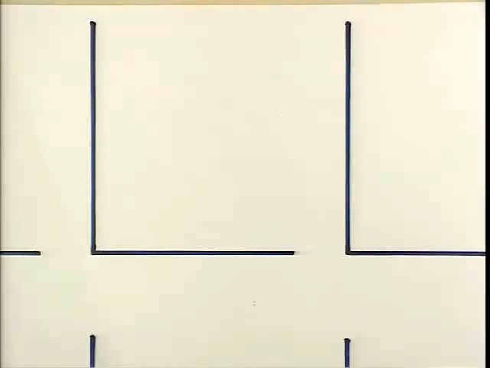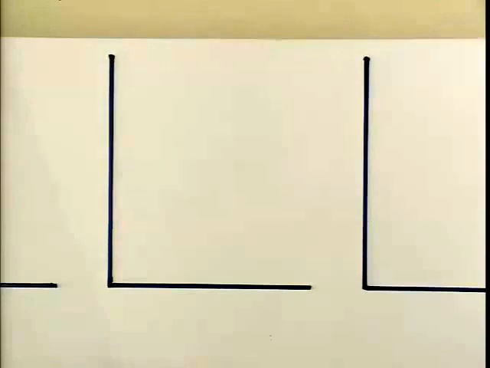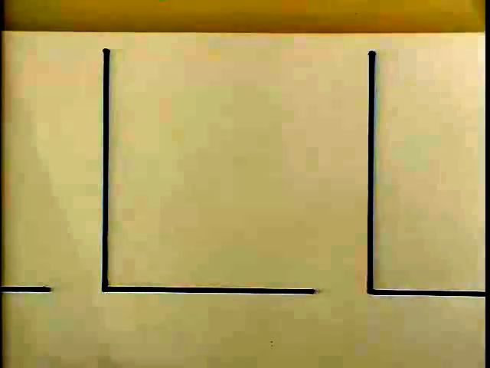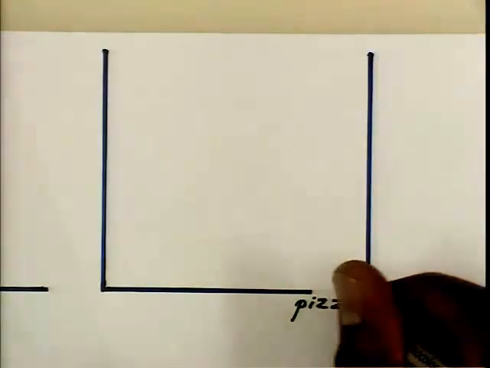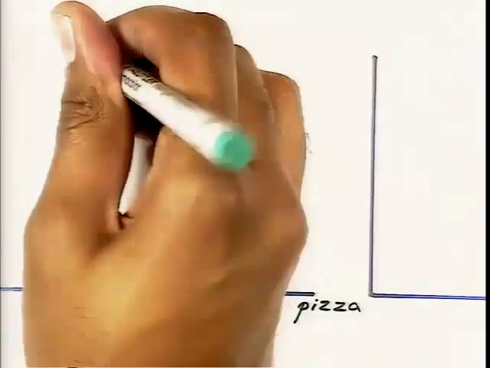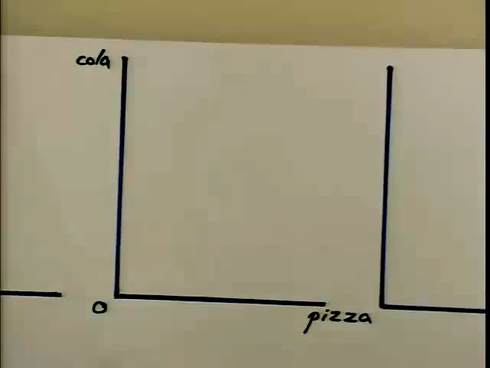Economics is about scarcity. We want to answer three questions: what to produce, how to produce, and for whom to produce. We assumed that there were just two goods that we could produce. I'll try and stick with the same examples. It was pizza versus cola.